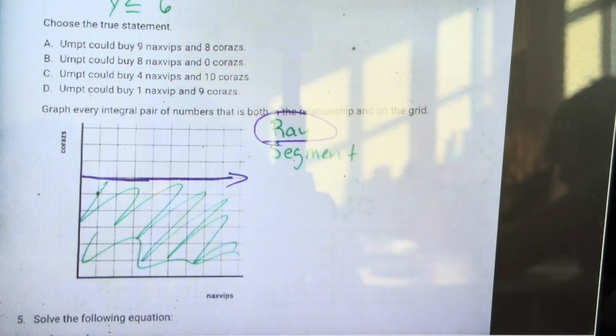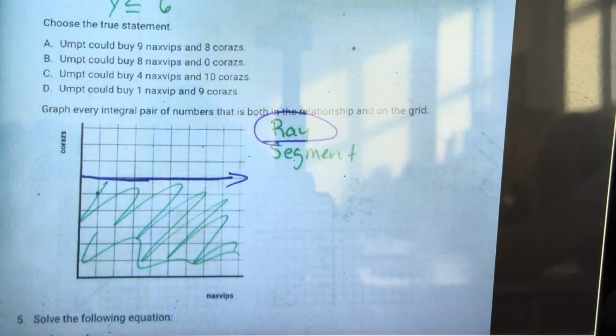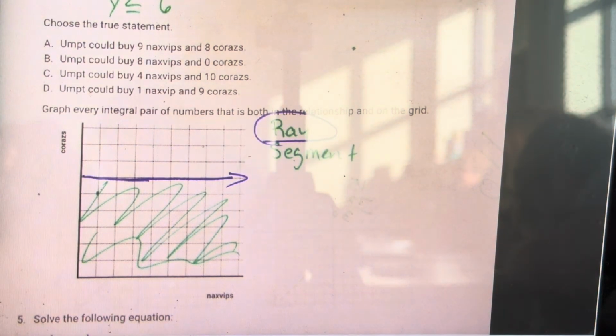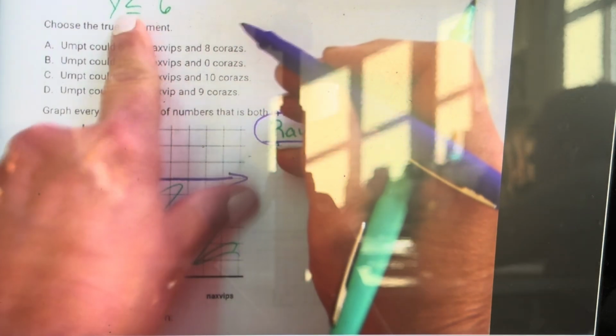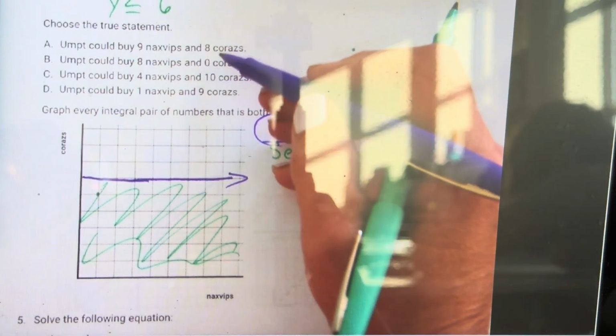So when you're looking at your choices on number 4, what are we looking for? We want it to be true or false? True. Okay. So are we going to be looking at the x or the y? The y. So if our y needs to be less than 6, is 8 going to work?